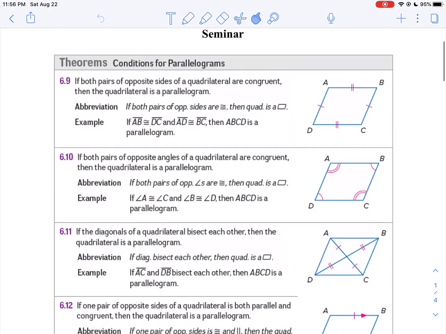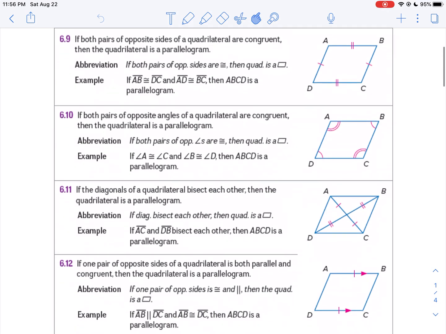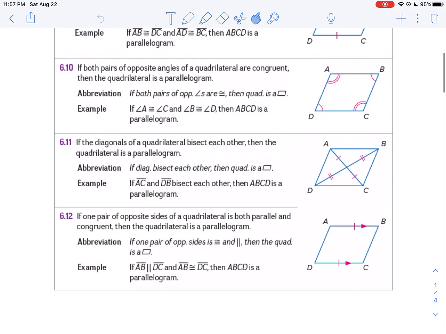First off, if both pairs, hint, both pairs of opposite sides are congruent, then it's a parallelogram. One pair isn't enough. We'll find that out in a later seminar. If both pairs of opposite angles are congruent, then it must be a parallelogram. If the diagonals bisect each other, then it's a parallelogram.